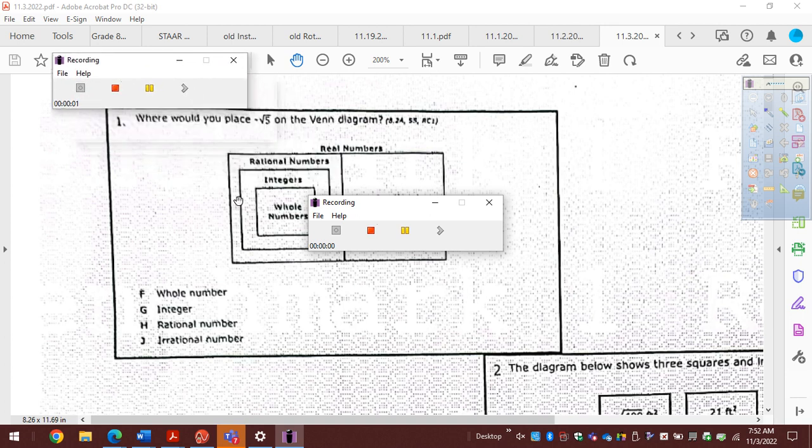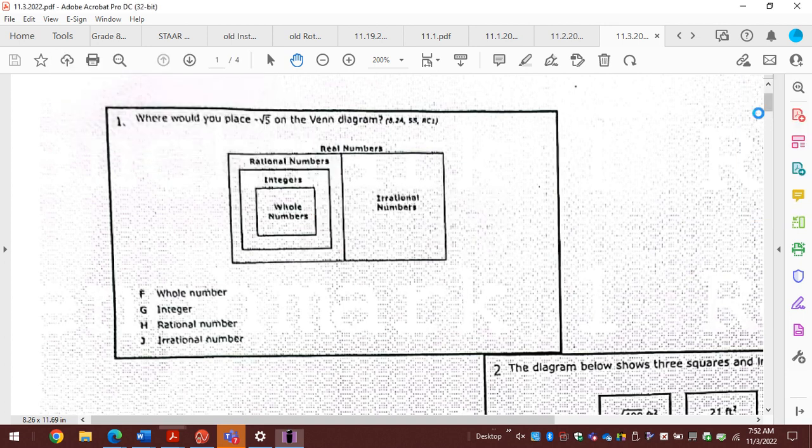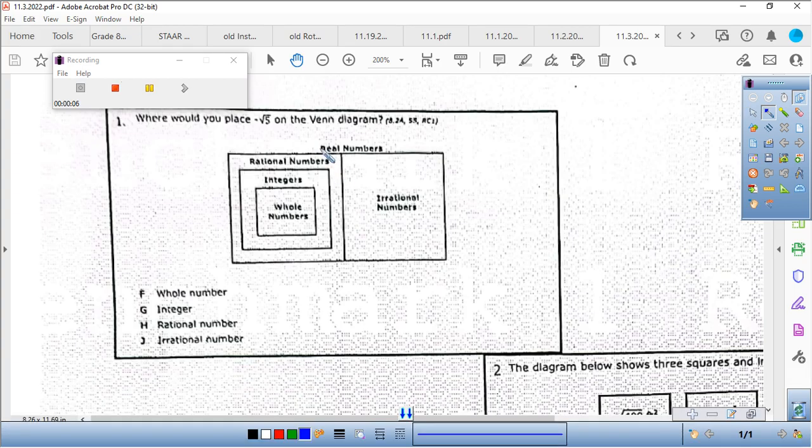Okay, it's morning. This is today's, what is it, November 3rd. This is our practice test for today. So we want to see where we're going to place that number on this Venn diagram.